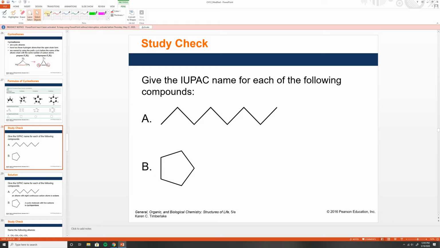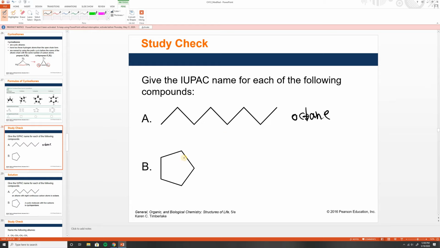Okay, so let's try to name these very simple ones. For the first one, it's just a simple line angle formula, and we want to count how many vertices there are and count how many carbons that is. 1, 2, 3, 4, 5, 6, 7, 8. 8 means oct, so it's octane, right? And you assume the hydrogens fill up the carbon bonds here. 1, 2, 3, 1, 2, 1, 2, all the way, and so forth.